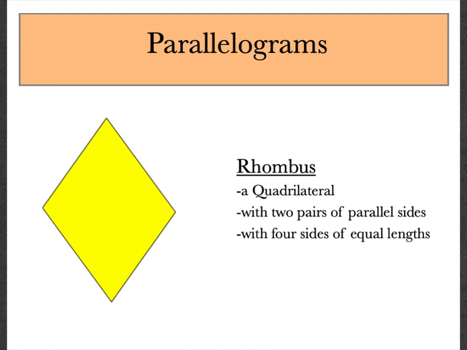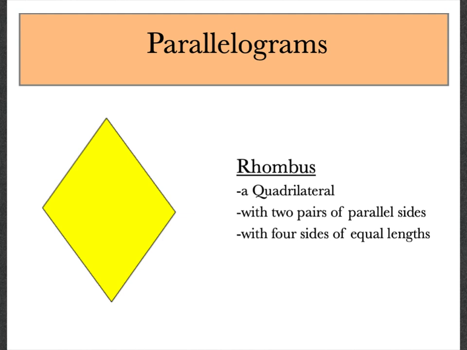I will tell you that many people in the world call this a diamond. The mathematical term for this is a rhombus. So it is a quadrilateral. It does have 4 sides. It also has 2 pairs of parallel sides. So this side is parallel to this side, and this side is parallel to that side. So it has 2 pairs of parallel sides.